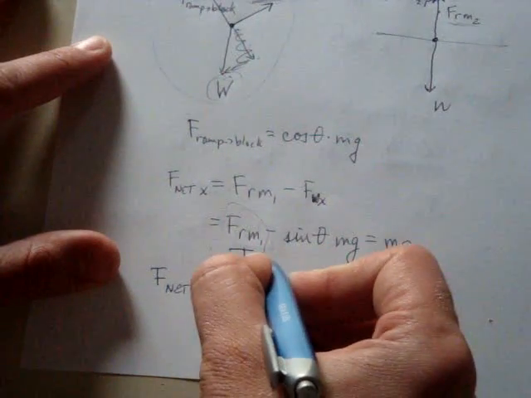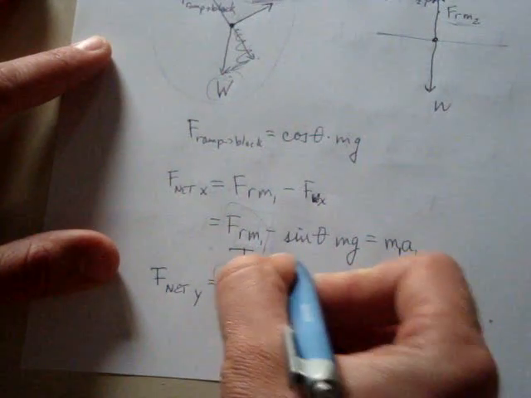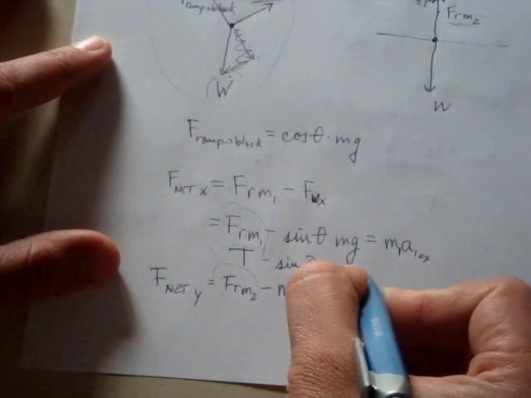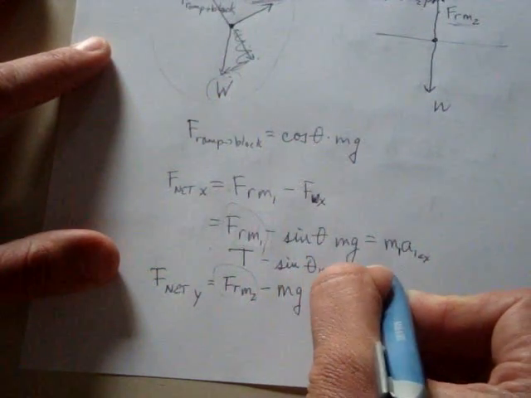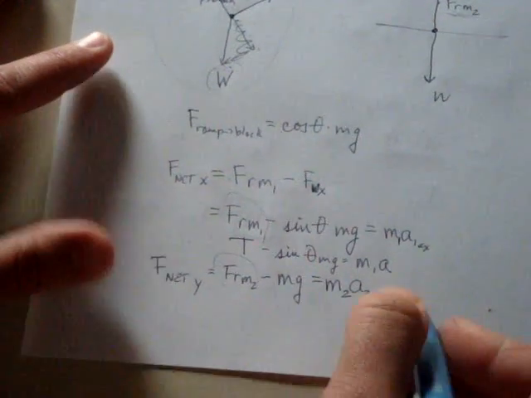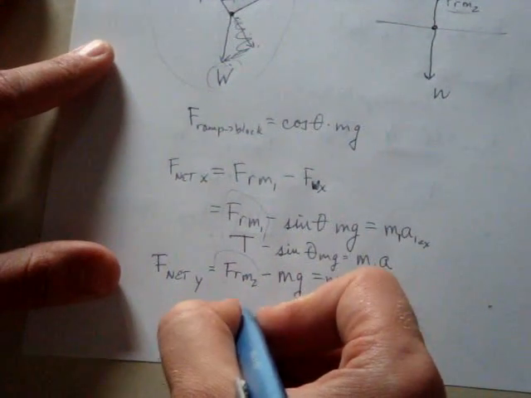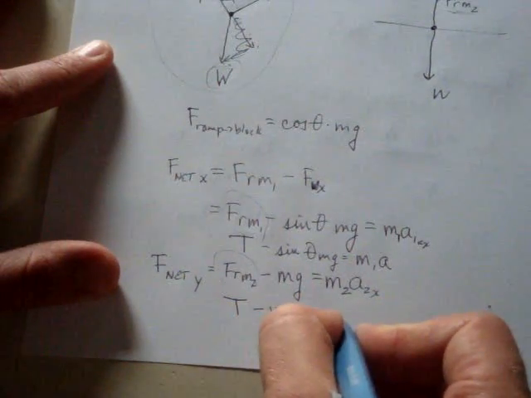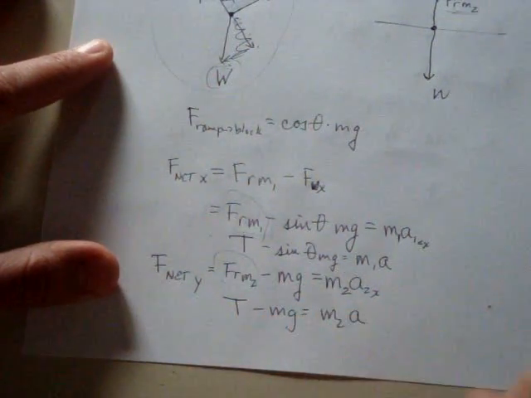So we know the tension in the rope here is going to be equal to minus sine theta mg equal to m1 times the acceleration of m1. And also here, the tension minus mg is equal to m2 times its acceleration, a.